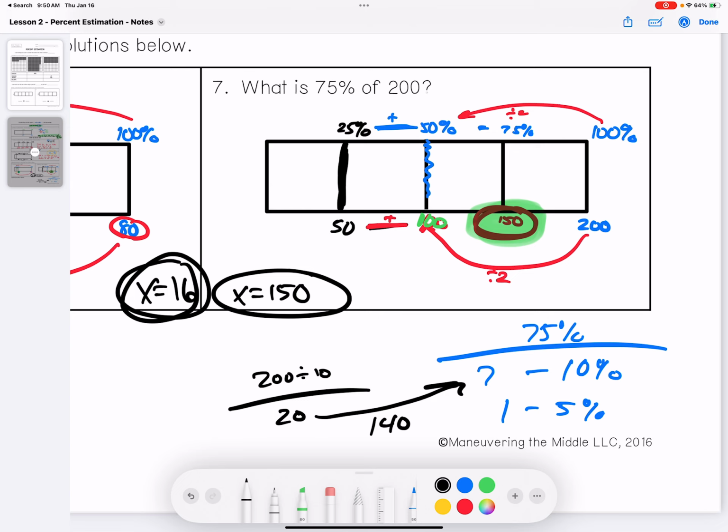So I'm getting close to the answer. Well, how do I know what 5% is, Coach? Well, if I know 10% is 20, 5% is half of 10%, right? So what's half of 20? 10. So you get 150.